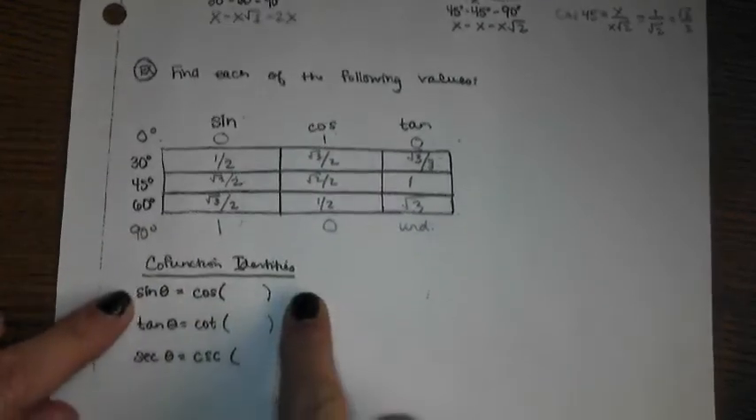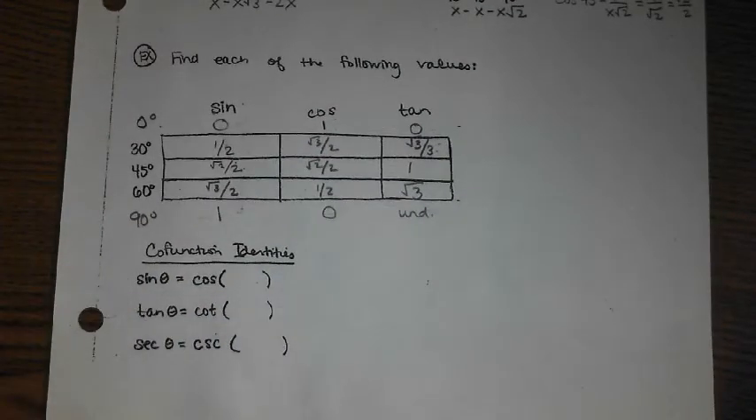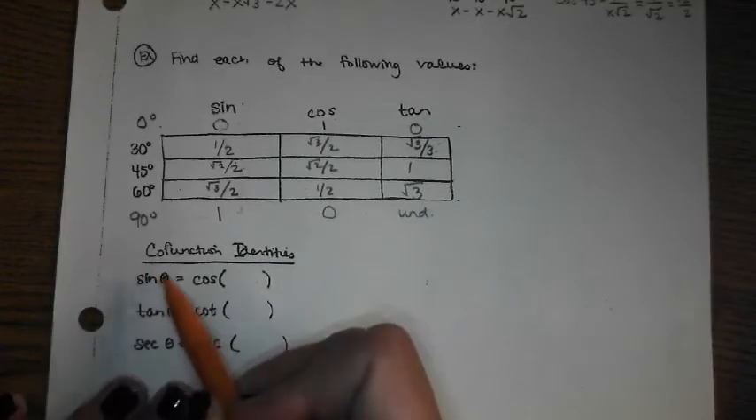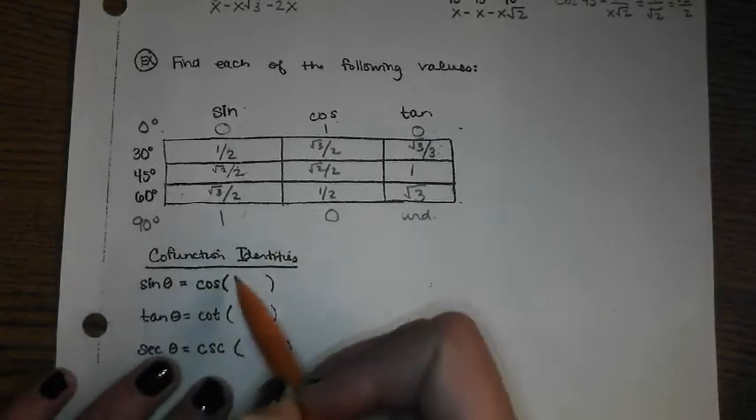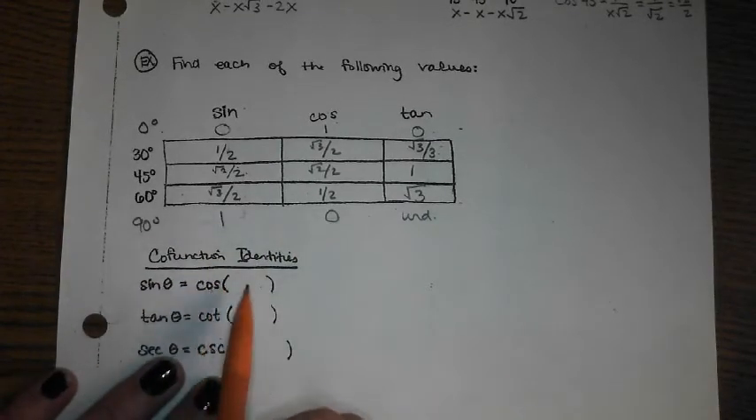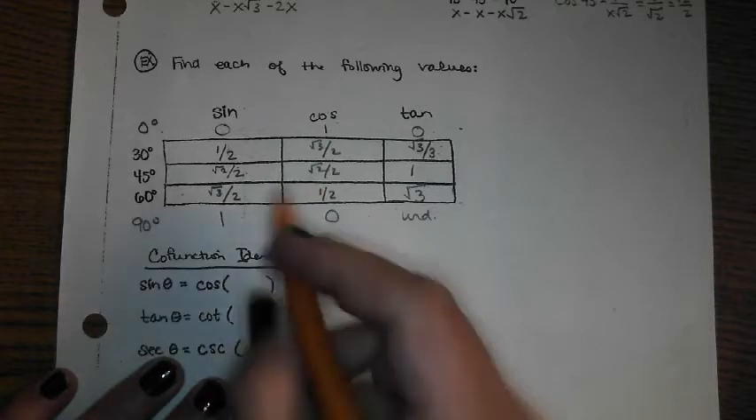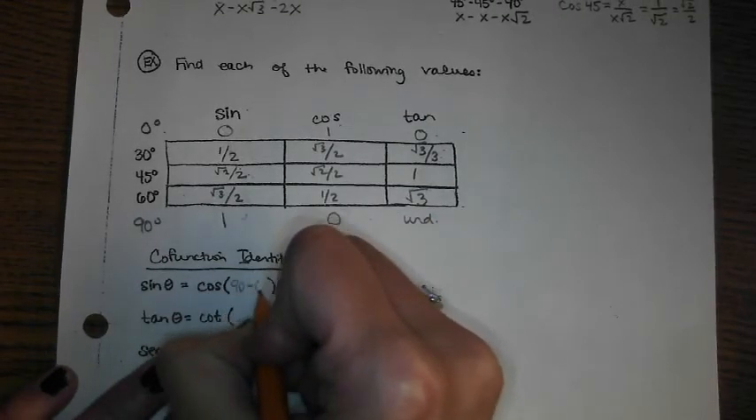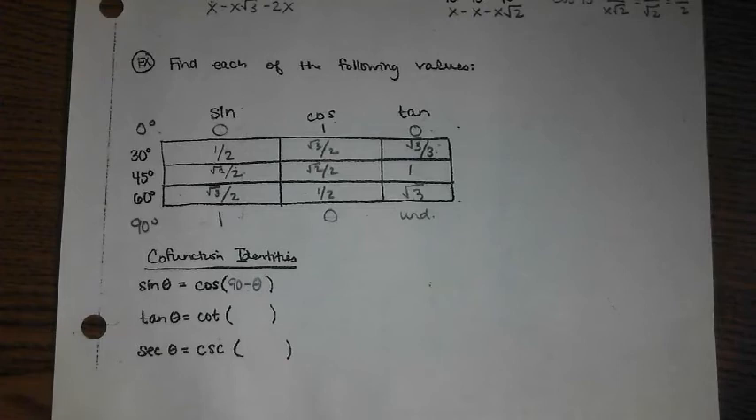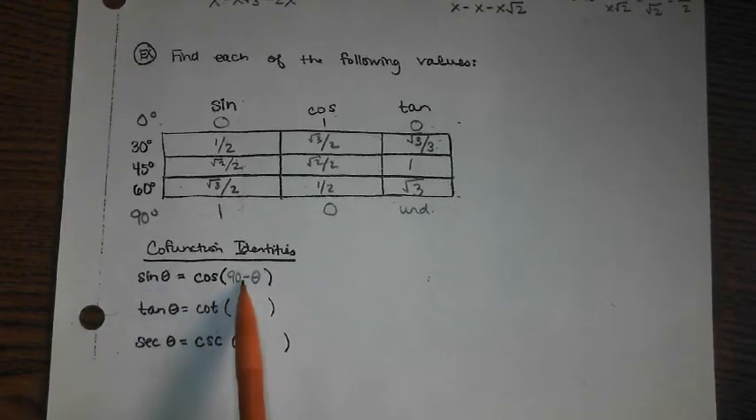Now with the cofunctions, do we know what a cofunction is? Sine and cosine are cofunctions of each other. That's because the sine of an angle is the same as the cosine of its complement. So we're going to write that by putting 90 minus theta, right? Because complements are two angles that add up to 90. So if one angle is theta, you would get the other one by doing 90 minus whatever that theta is.